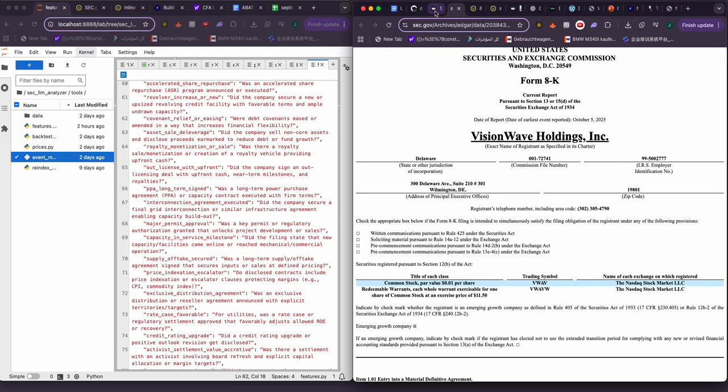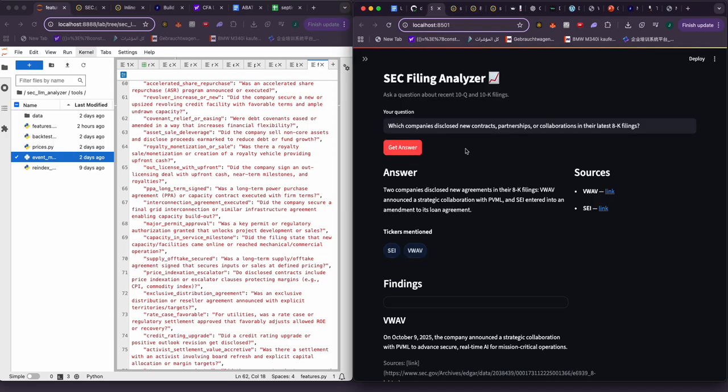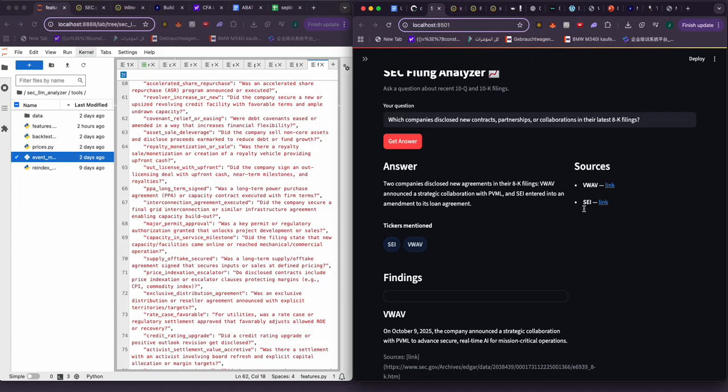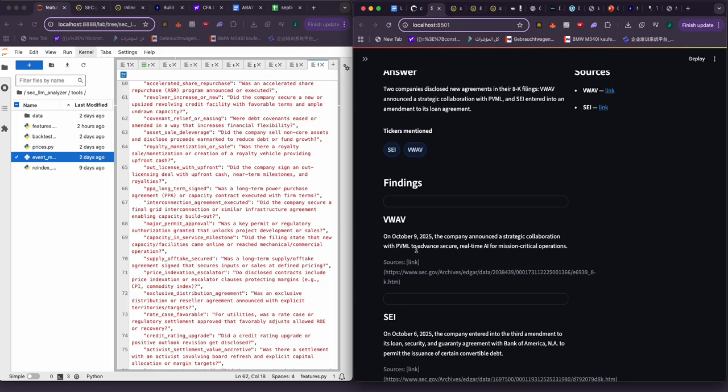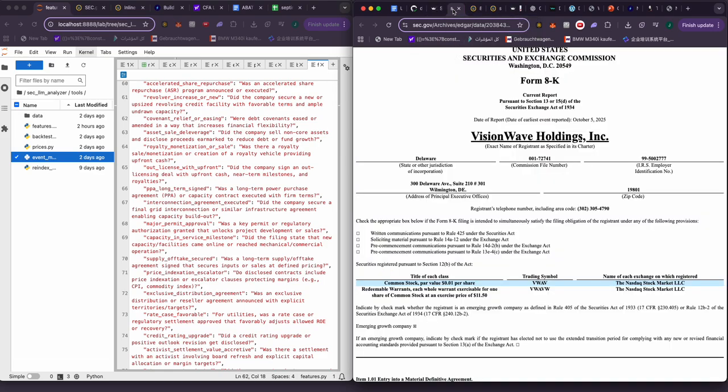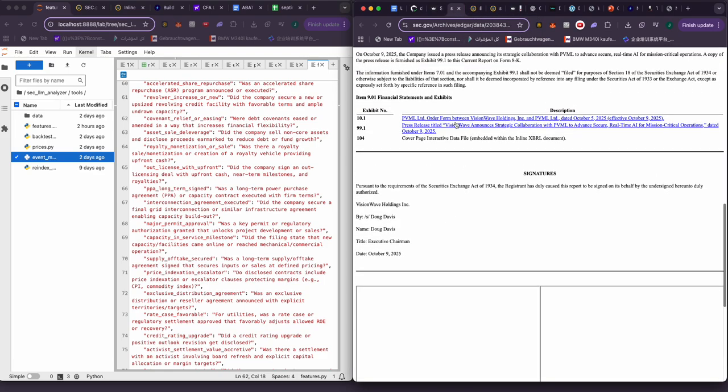Vision Wave Holdings. The question I asked: which companies disclose new contracts, partnerships, or collaborations in their latest 8-K filings? Results came with this. On October 9th, which is yesterday, the company announced a strategic collaboration to advance secure real-time AI for mission critical operations. Let's go back.